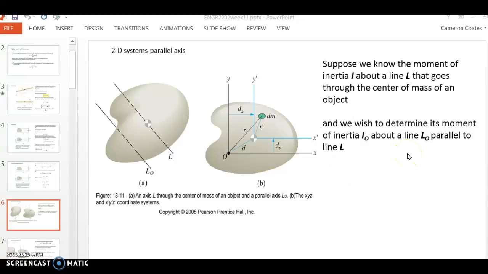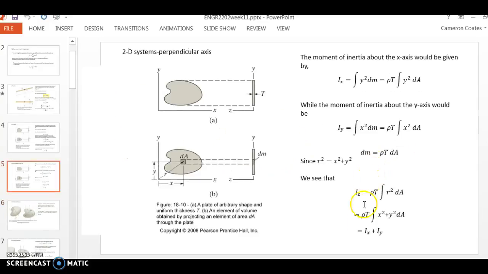Okay, so last time we looked at perpendicular axes and we saw that they were related to each other by this relationship here. We said that if you have two axes that are perpendicular to each other within a plane, then the moment of inertia of a third axis that's perpendicular to the plane containing the other two axes will be the sum of the moments of inertia of those two axes. Right? So Iz equals Ix plus Iy. It's a lot shorter when we just use the math.